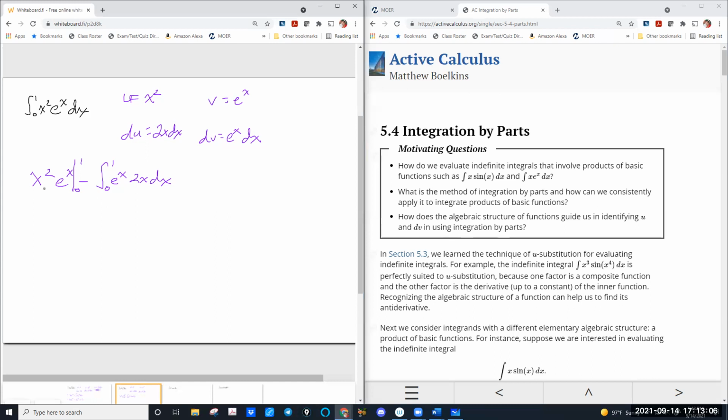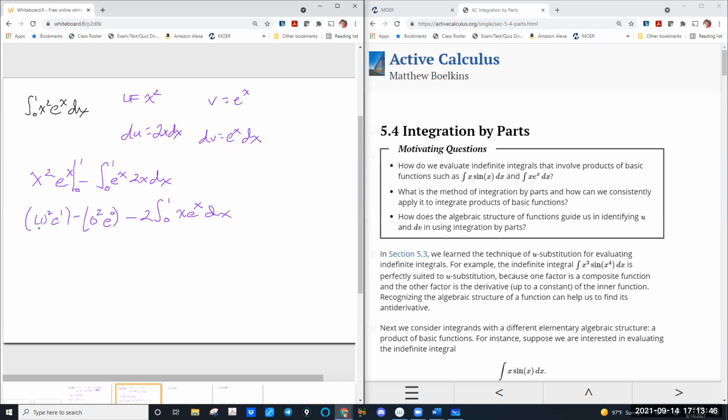Okay, at this point, I can incorporate my limits. So let's see, we would have 1 squared e to the 1 minus 0 squared e to the 0. This is done. Whatever number this comes out to be is going to be part of our final answer. This we still need to work on. I'm going to do a little bit of rearrangement. I like to pull any constants out front. So I get minus 2 times the integral from 0 to 1 x e to the x dx.